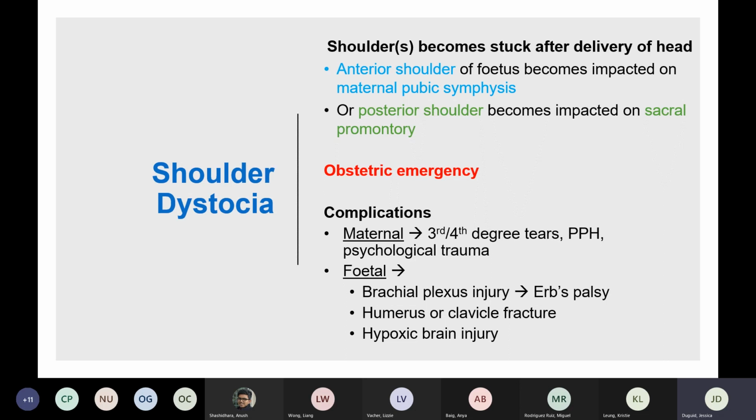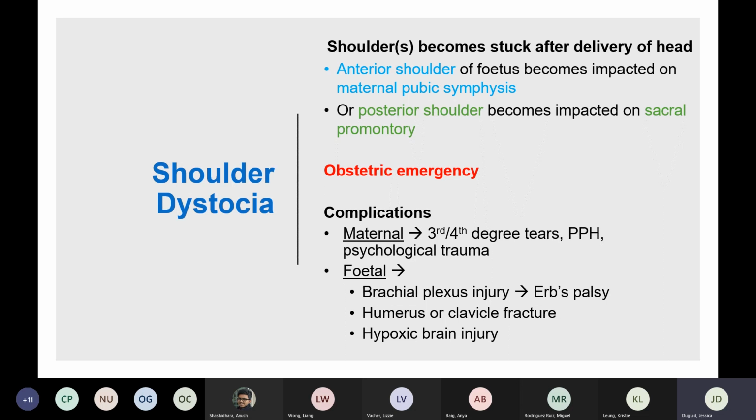Okay, the next complication we're going on to is shoulder dystocia. Does anyone know what this is? Or has anyone got any questions, firstly, about uterine rupture? Okay. Yeah, so Lizzie is right. The baby's shoulder basically gets stuck.